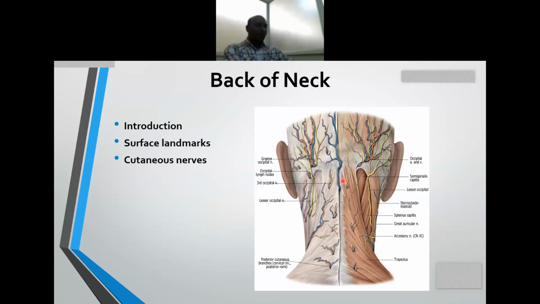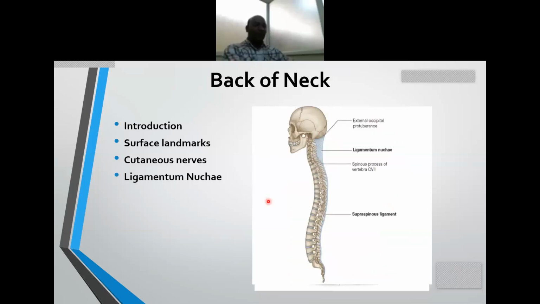So there are multiple cutaneous nerves that supply innervation to the back of the neck, particularly the lesser occipital nerve from the cervical plexus, that is a branch of the ventral rami. Okay, and you have the greater occipital nerve, which is the C2 spinal nerve, and then the least occipital nerve or the third occipital nerve, which is the dorsal ramus of the third cervical nerve, then the C4, C5, and so on. Okay, these are cutaneous nerves.